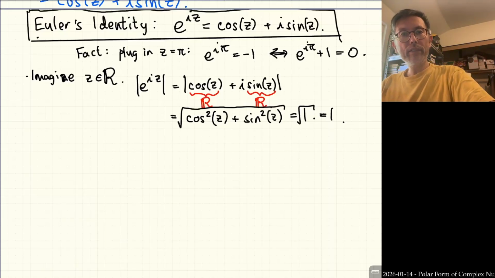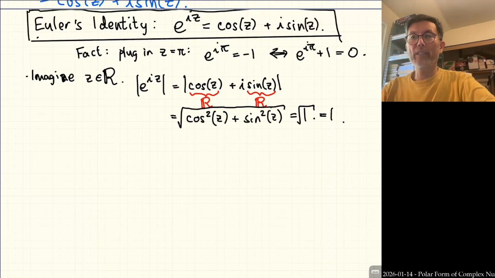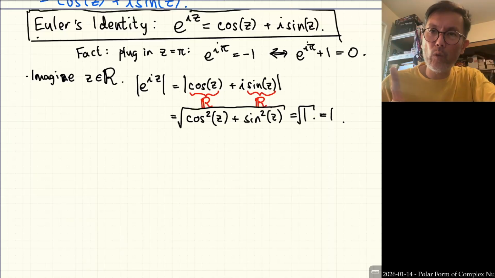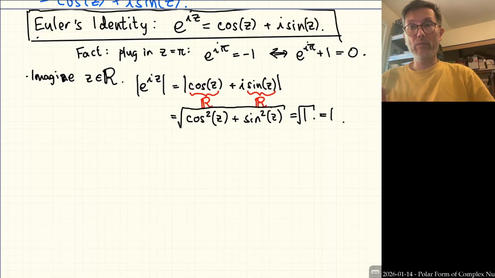So what is this saying? This is saying that if z is a real number, then e to the iz ends up having modulus 1. What does it mean to have modulus 1? It means that your distance from the origin is 1. And what is another way of saying that your distance from the origin is 1? Well, that says that you live on the unit circle.